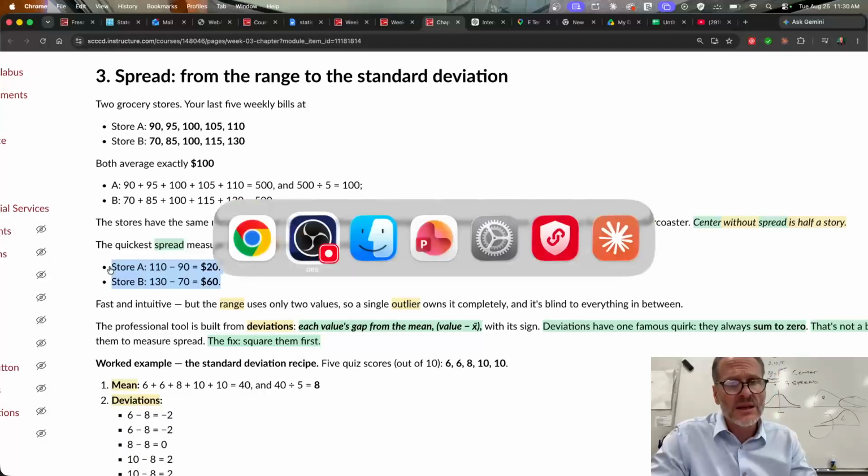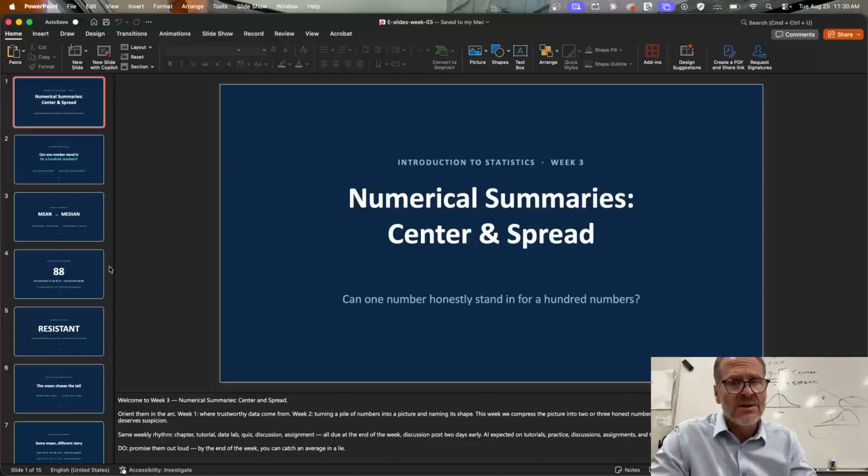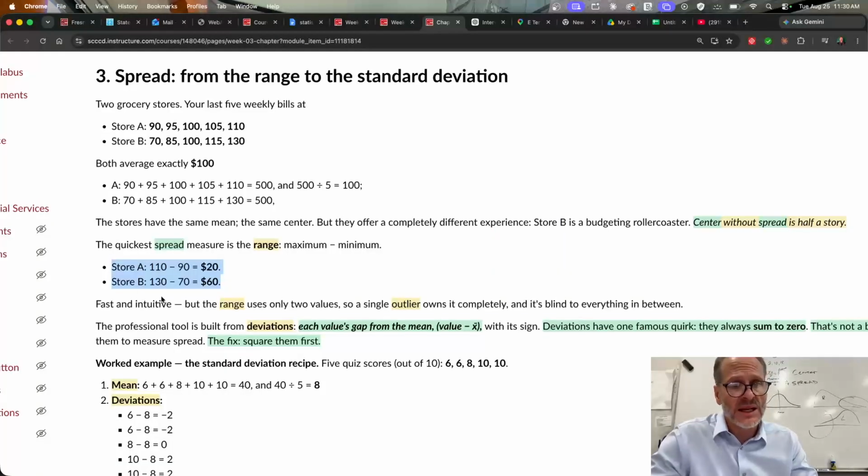That's why this week the first slide is numerical summaries. These are descriptive statistics, ways of describing our statistics. We could do it with charts and graphs like last week. We could do it with numbers, what we're looking at this week. Numerical summaries, numerical descriptions of our statistics, descriptive statistics. We want to look at center and spread, so range is another way we can look at spread.